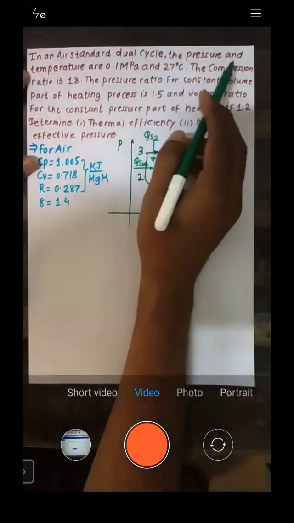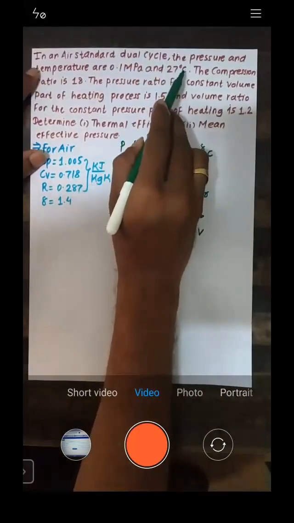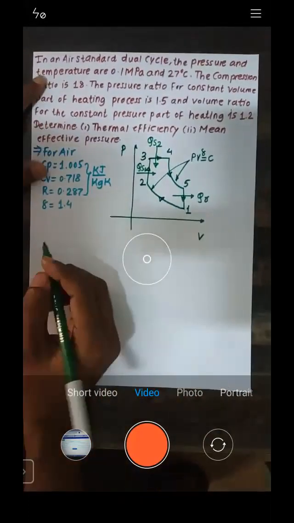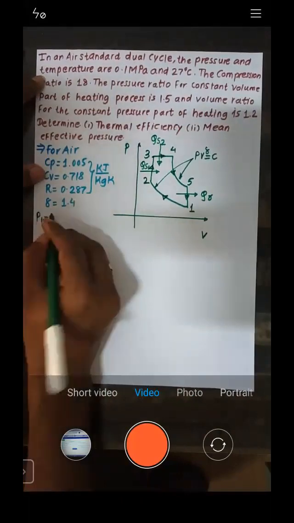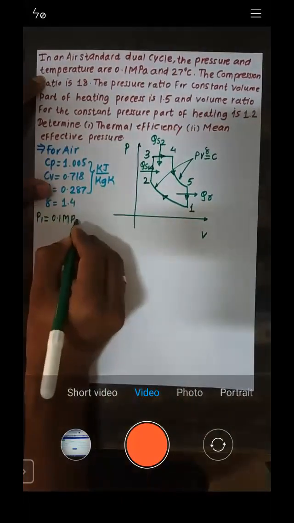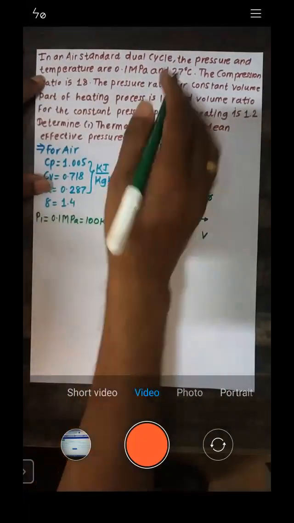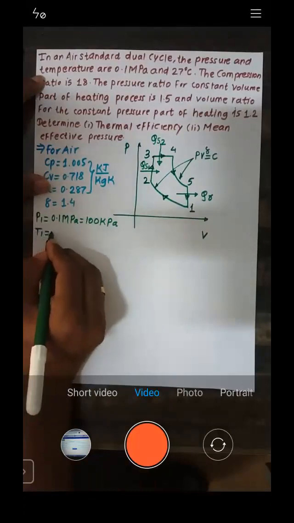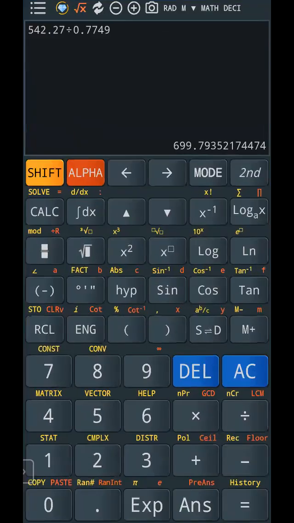The pressure and temperature are 0.1 megapascal and 27 degrees Celsius. So this is the initial condition. At the starting, what properties do we have? We have pressure equal to 0.1 megapascal, and that is nothing but 100 kilopascal, and temperature of 27 degrees Celsius. You are supposed to convert that into Kelvin, so add 273 to 27. So it becomes 300 Kelvin.